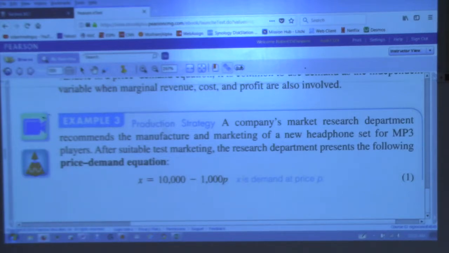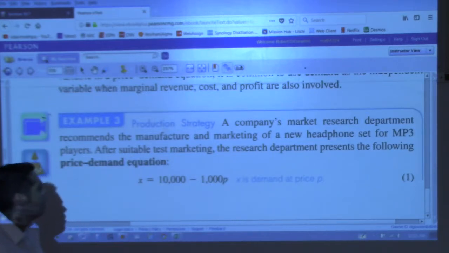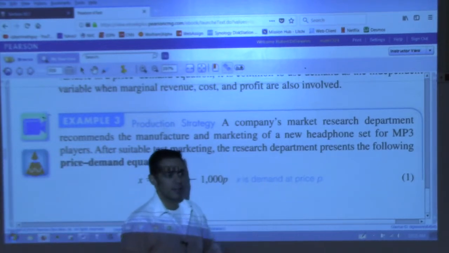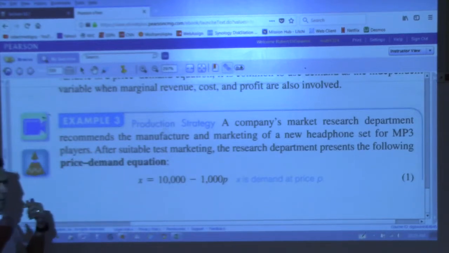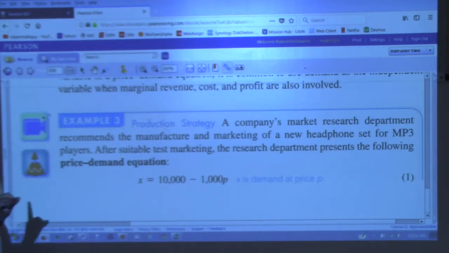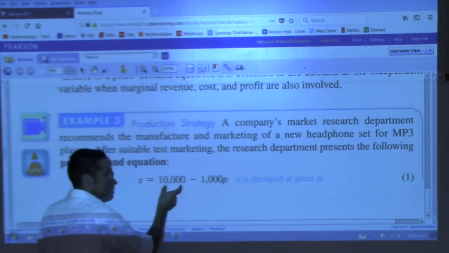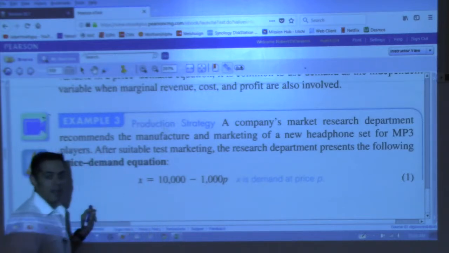For MP3 players. After suitable test marketing, the research department presents the following price-demand equation. So this is something you did in 1324. This is price-demand. X is the demand at a certain price. So if this company decides to make the price of their MP3 players $1, okay? If the price is $1, we're going to have a demand of 10,000 minus 1,000. We're going to have a demand of 9,000 MP3 players.